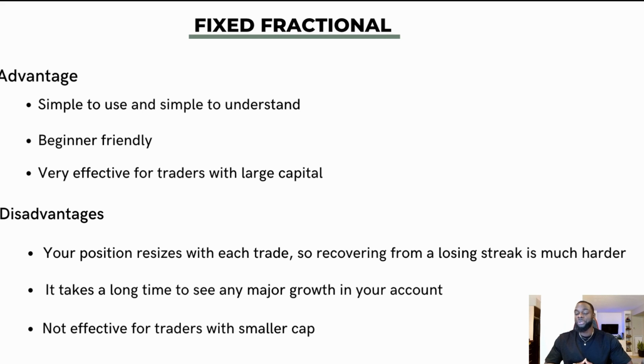The advantages are that it is simple to use and simple to understand, which is why it's the industry standard. It is very beginner friendly. It is very effective with traders with large capital. So imagine this, you have $100,000 in capital, you risk $1,000. That's just 1% of your trading capital. That's pretty good. If you are risking 1% to make 3 to 5% per trade, depending on your risk to reward, you're still going home with $3,000 to $5,000 per trade if you get that, right?